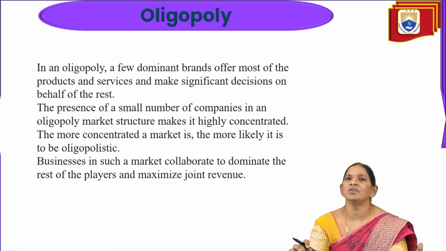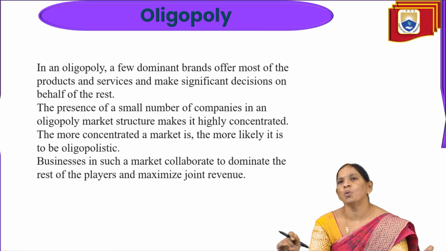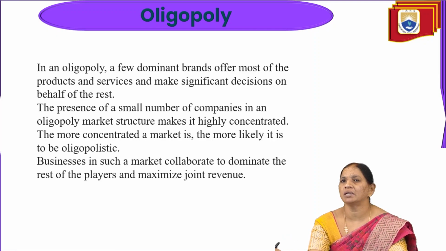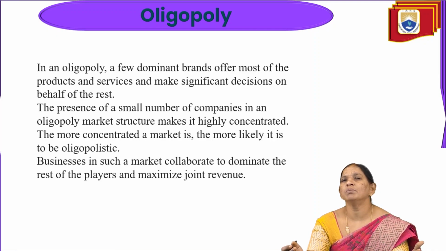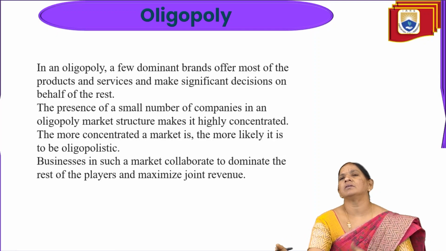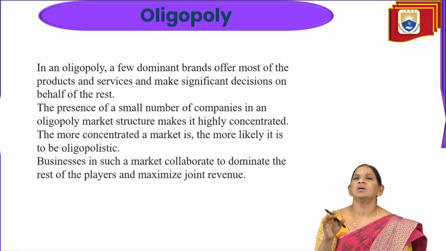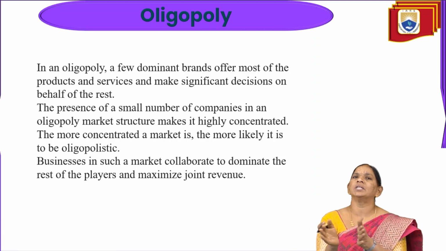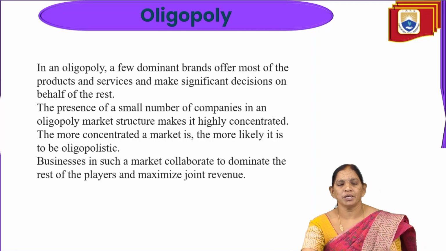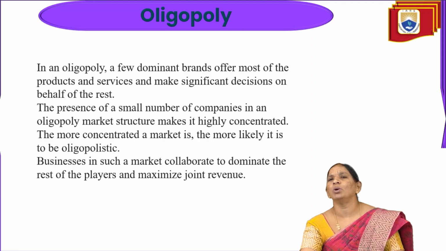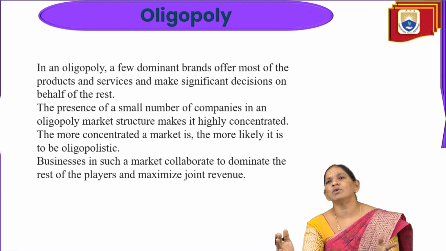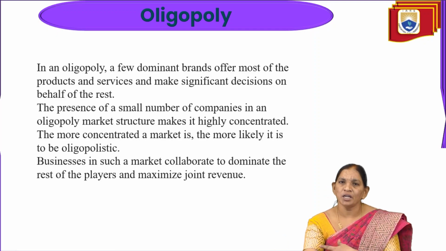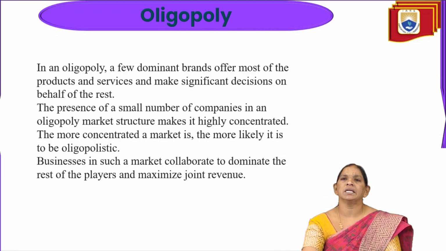And in the same way, the presence of a small number of companies makes the oligopoly market structure highly concentrated. Means they themselves will come together and form one bigger company. The more concentration is marked, the more likely it is to be oligopolistic. Means when they concentrate more, they combine and form one big firm, and they can turn more oligopolistic.